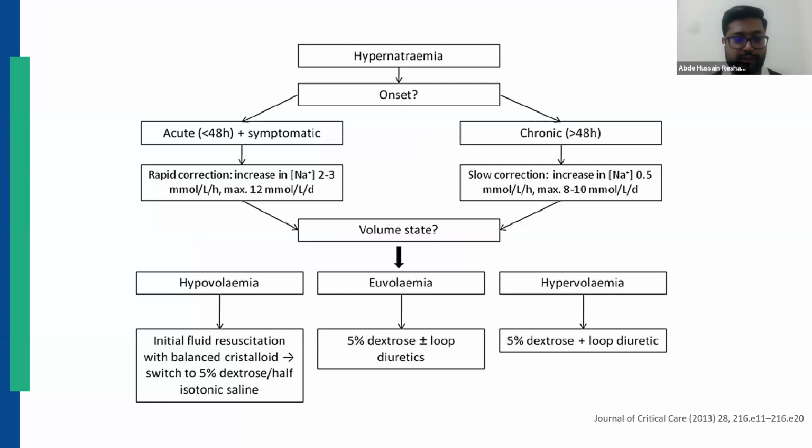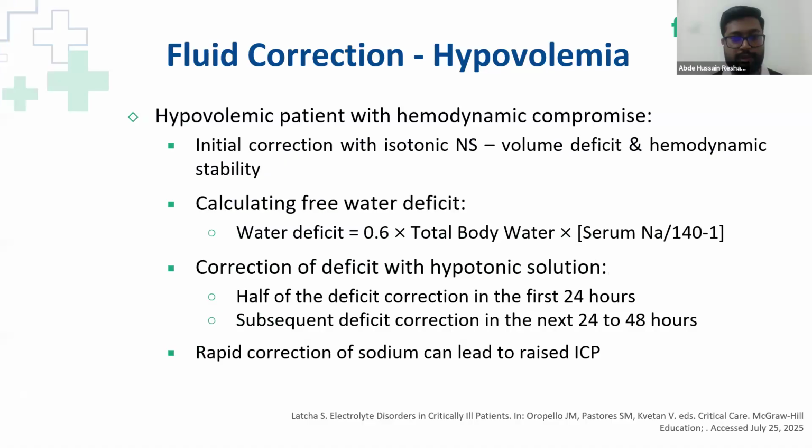Volume status should be checked. If hypovolemic, an initial resuscitation can be done with 0.9 percent normal saline, and then eventually we can switch to dextrose 5% or other isotonic solutions. In euvolemic, we target both the volume as well as the solute excretion. The same goes for hypervolemia, where we restrict the solute intake and also replace the volume loss.